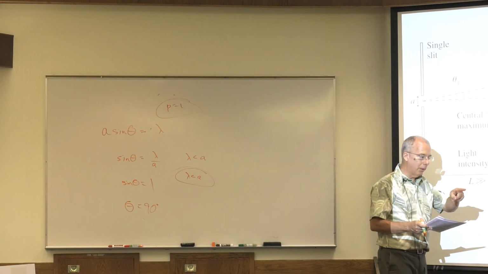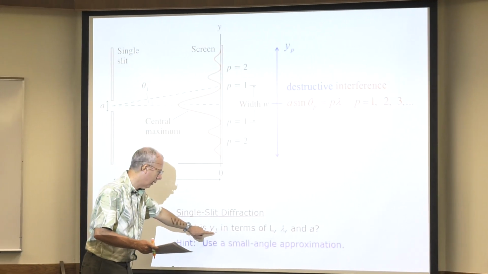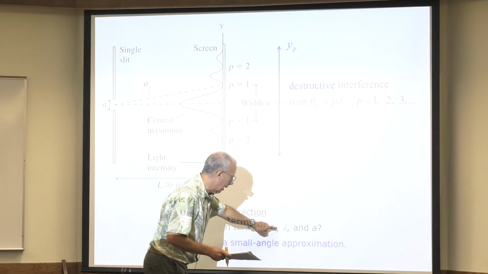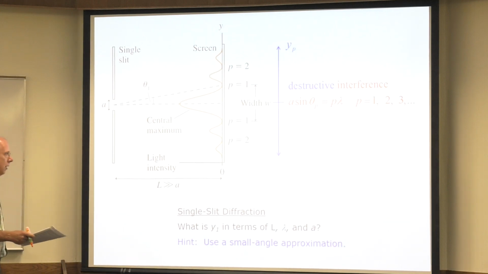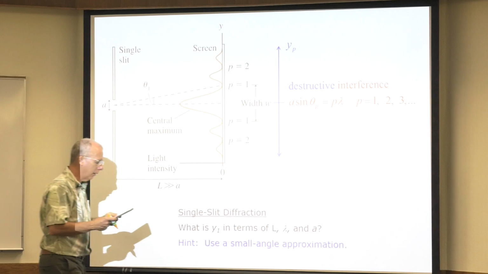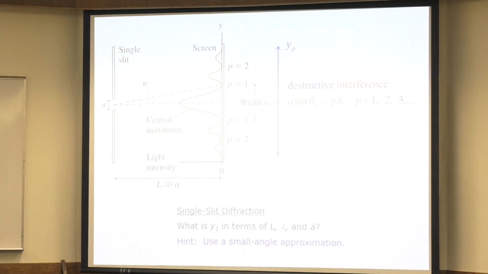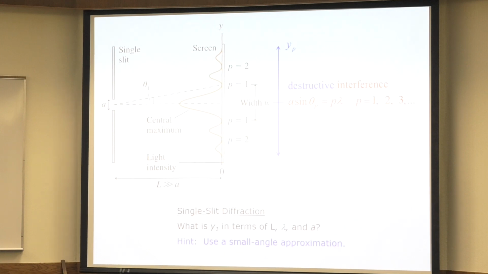This is for you to do again. So please figure out Y1 in terms of L, lambda, and A, and use one of the small angle approximations. Because we're just getting Y1. We're not getting Y2 and 3 and all that, you know. Okay, so you work on that, please.